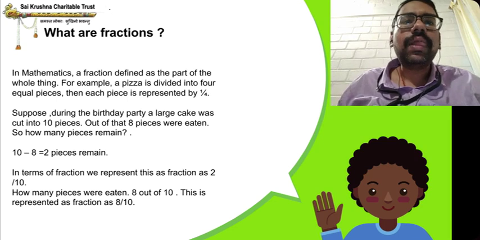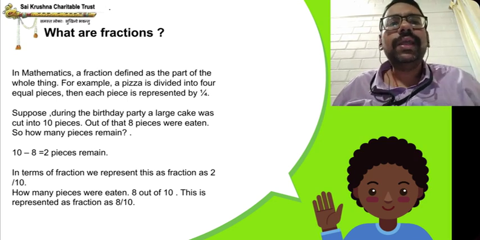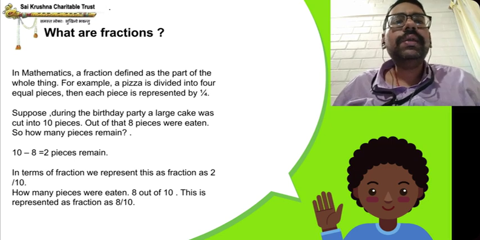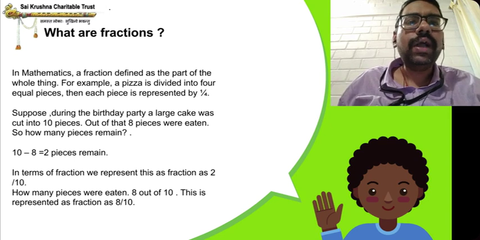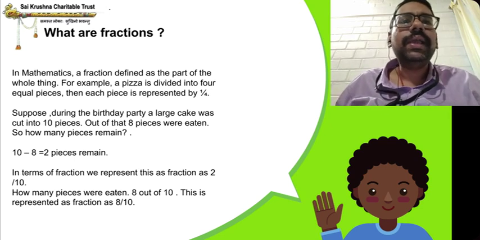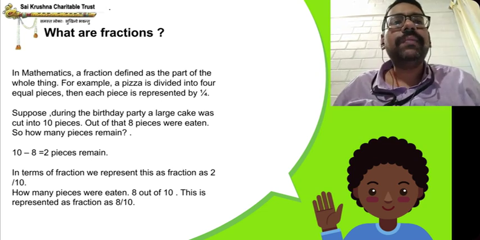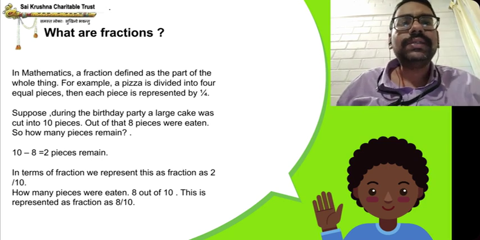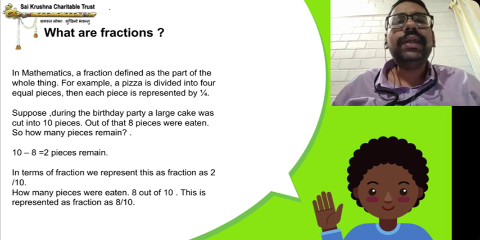Next, one more. Suppose during a birthday party, a large cake was cut into 10 pieces. So how many pieces was the large cake cut into? 10 pieces. Out of that, 8 pieces were eaten. How many pieces remain? Suppose you have gone to your friend's birthday party, okay? So the cake was cut into 10 equal pieces, okay? Out of that, 8 pieces have been eaten. How many pieces remain? 10 minus 8, 2.